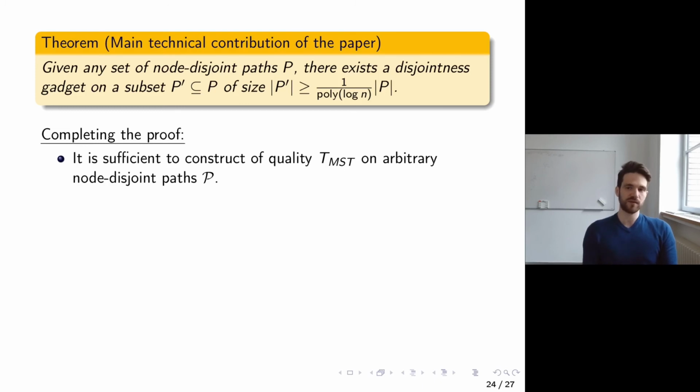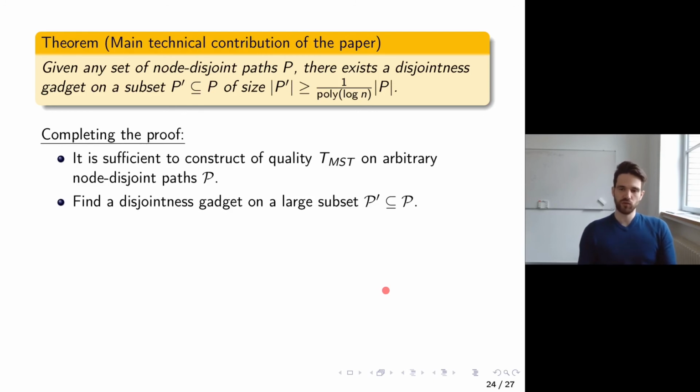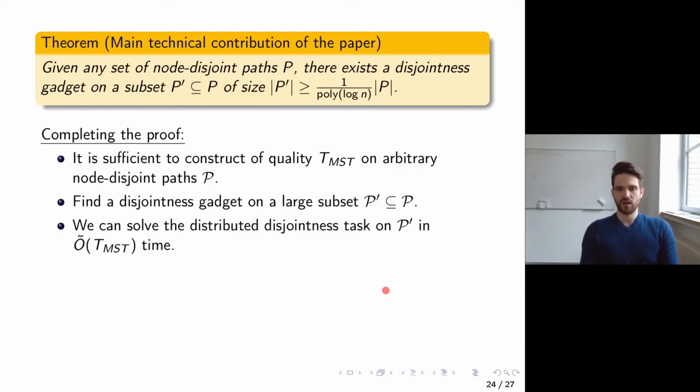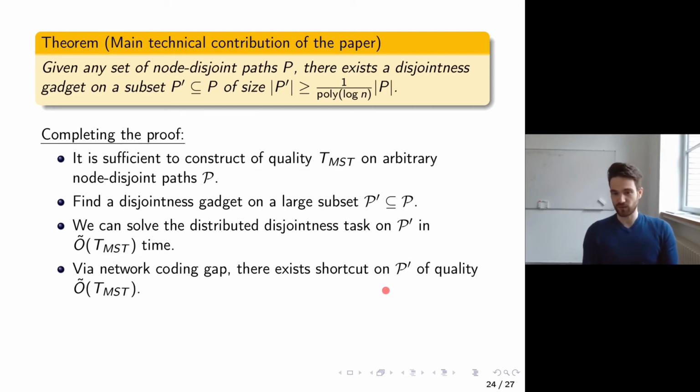Now, suppose that we assume we know how to find them. Let's see how we complete the proof. It's fairly straightforward and conceptual, so let's go through it. So, assume the theorem. Our task is to construct shortcuts of quality TMST on an arbitrary set of node-disjoint paths P. What do we do? We find a large disjointness gadget on a large subset P prime, a 1 over polylog fraction. Because this is a disjointness gadget, using the observation from the last slide, we can solve the distributed disjointness task on this set of paths P prime in order TMST time. Using the network coding gap result, we now know that there actually exist good shortcuts on P prime of quality TMST.